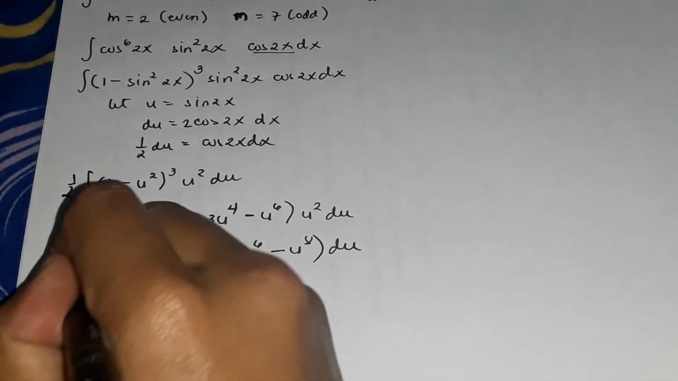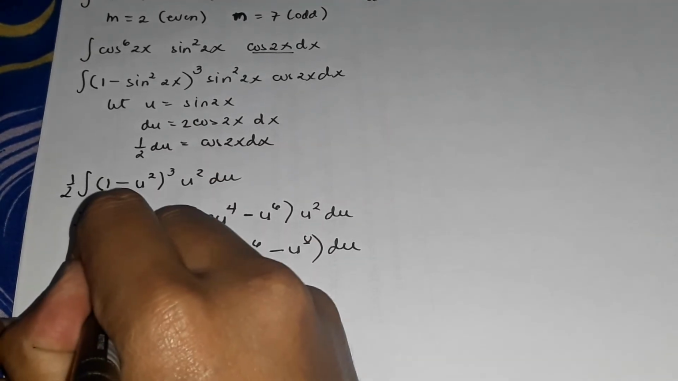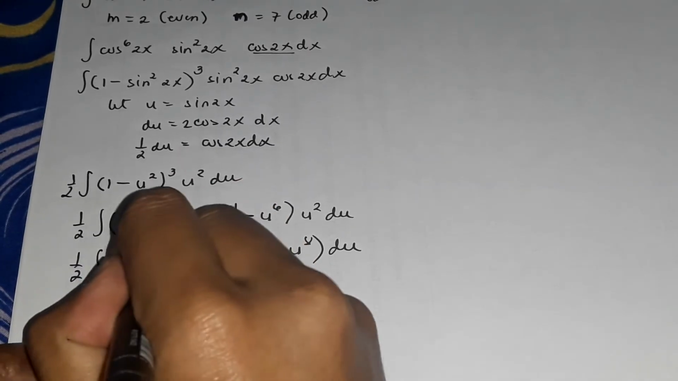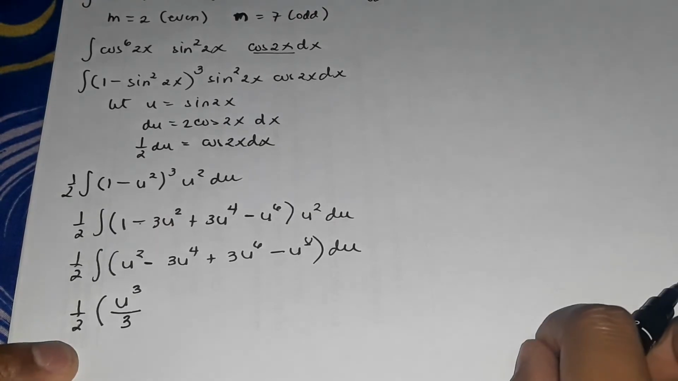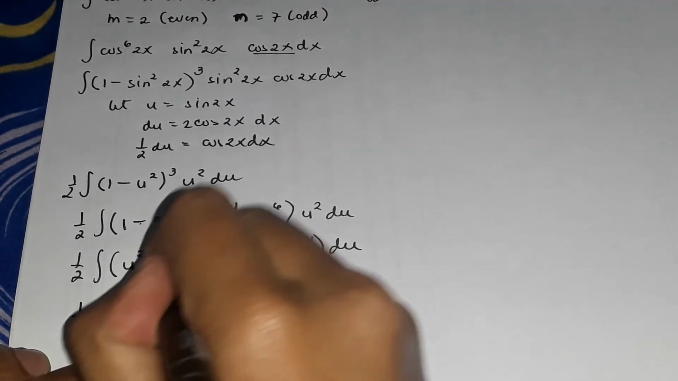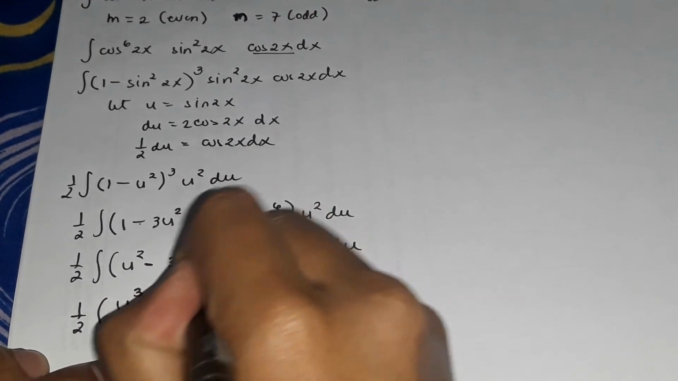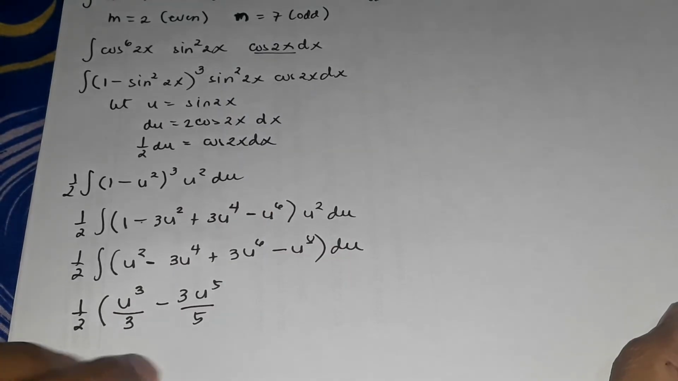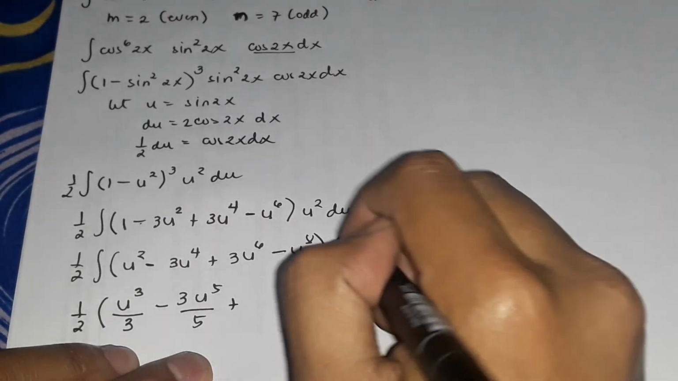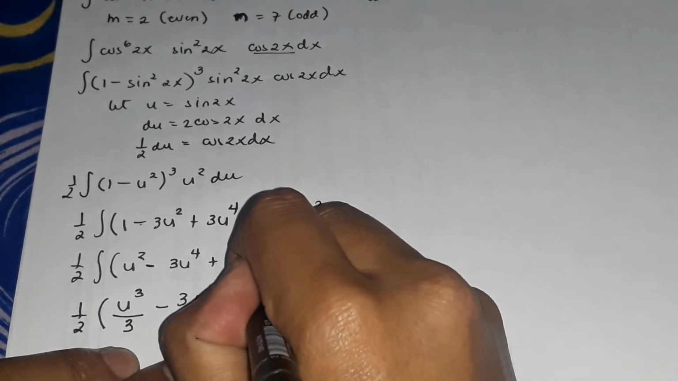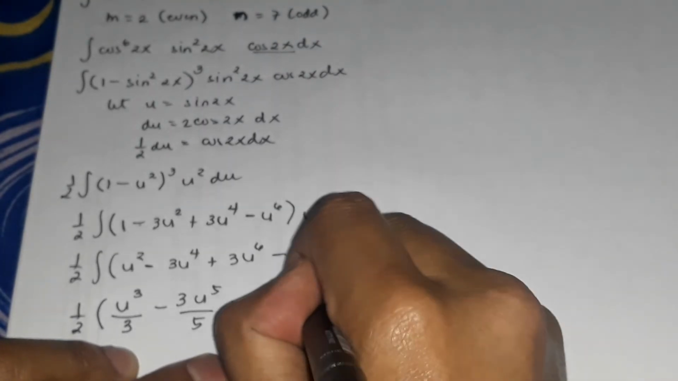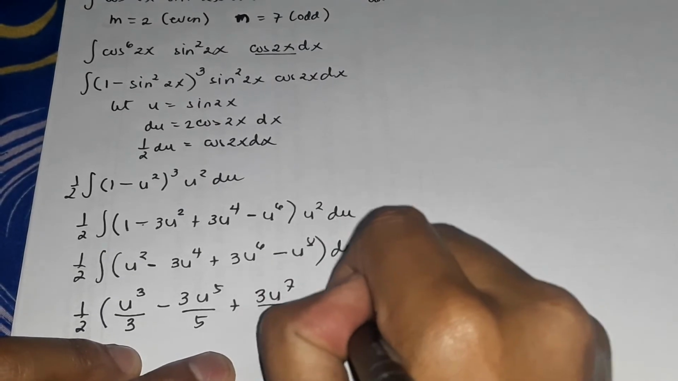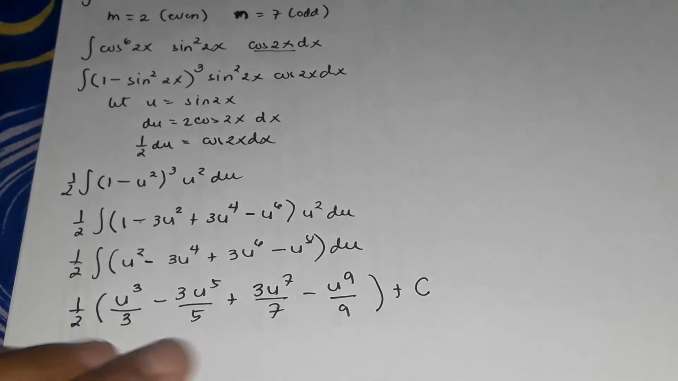So we have 1/2, do not forget to copy that 1/2, times u to the 2 plus 1 over 2 plus 1, so that's u cubed over 3, minus 3u to the 5 over 5, then plus 3u to the 7 over 7, minus u to the 9 over 9, and then again, do not forget to write c at the end.